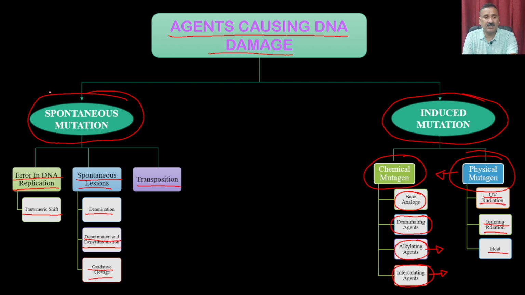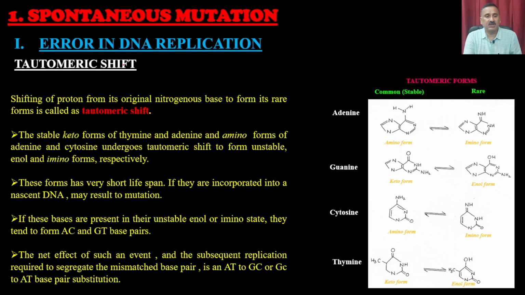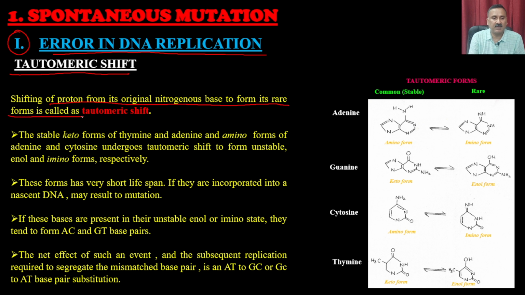Now, let us first start with the spontaneous mutations, and then we will discuss the induced mutations. So, for spontaneous mutations, category number one is errors in DNA replication. Tautomeric shifts, right. For example, the shift of a proton in a nitrogenous base to its rare form is called a tautomeric shift. The stable keto forms of thymine and guanine and the amino forms of adenine and cytosine undergo tautomeric shift to form the unstable enols and imines respectively.